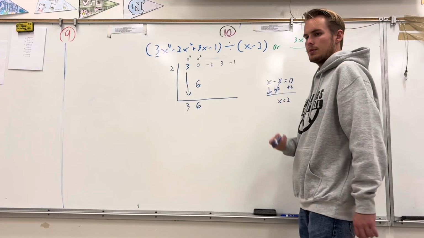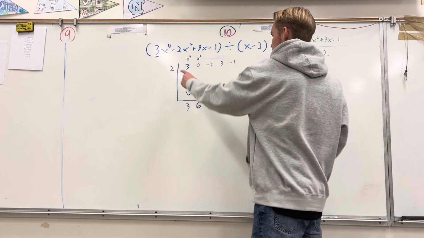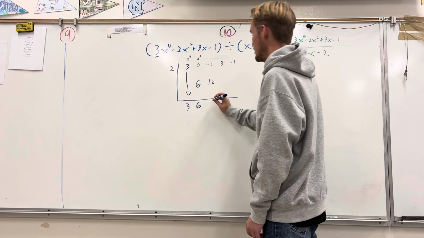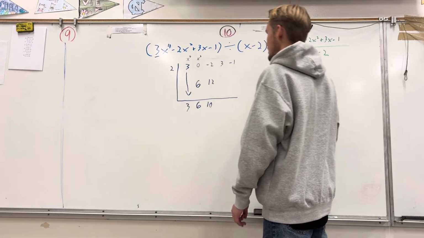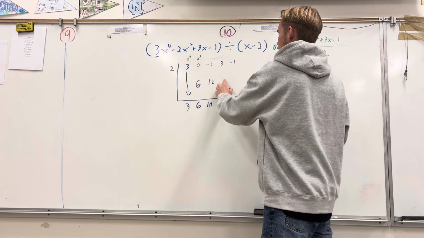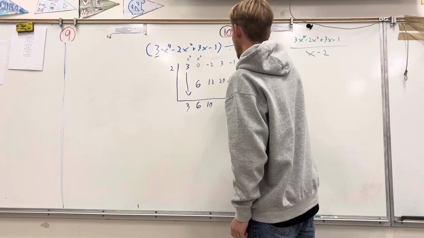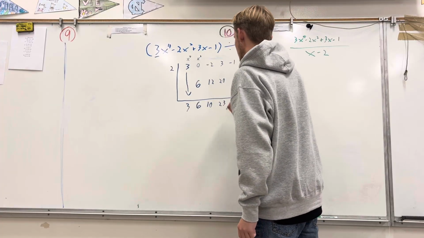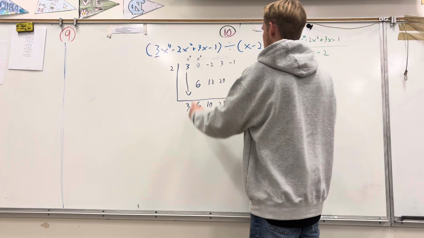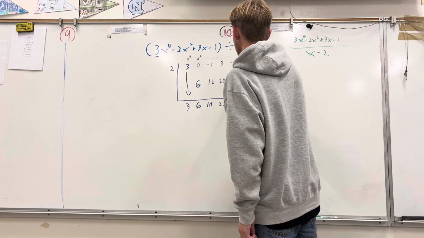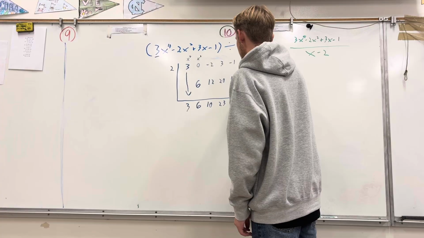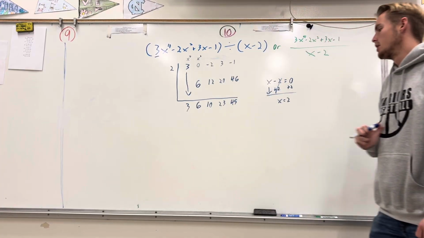And we just keep repeating this process. We multiply 6 times 2, that gives us 12. Negative 2 plus 12, that's positive 10. 10 times 2 is 20. 20 plus 3 is 23. 23 times 2, 46. 46 plus negative 1, that is 45.